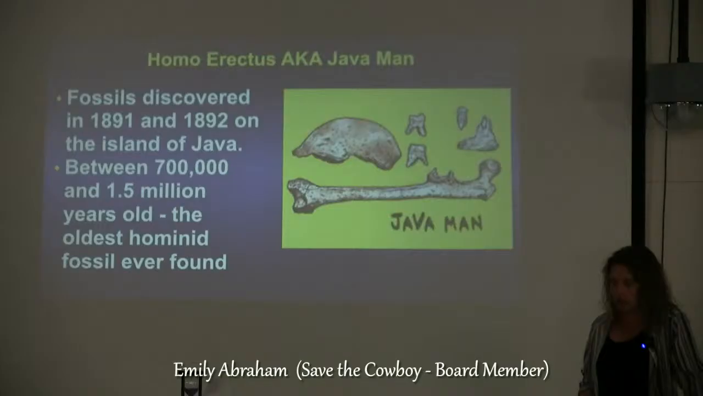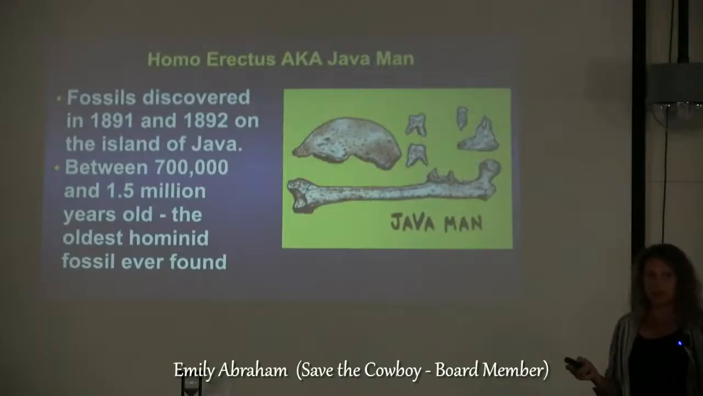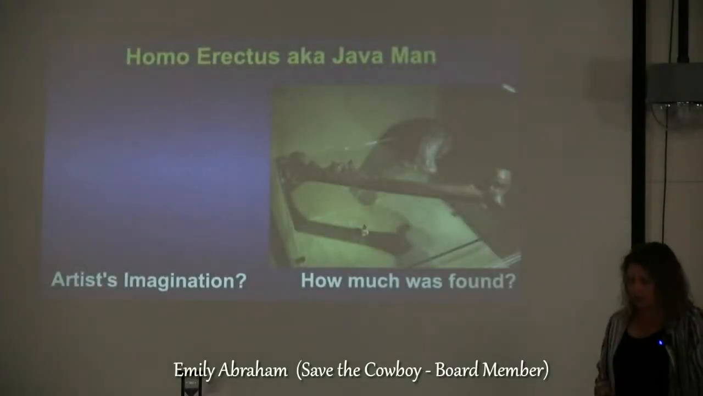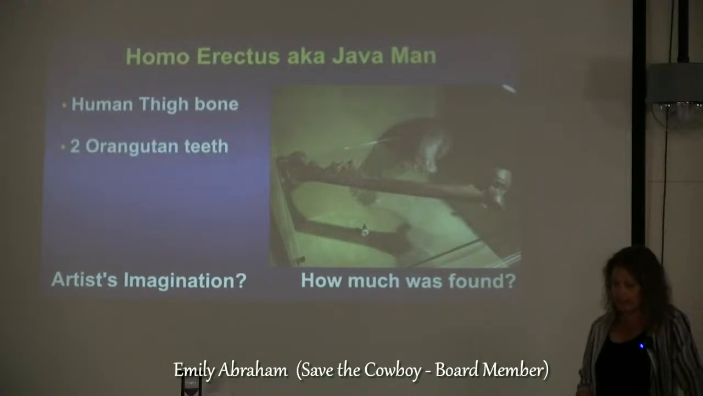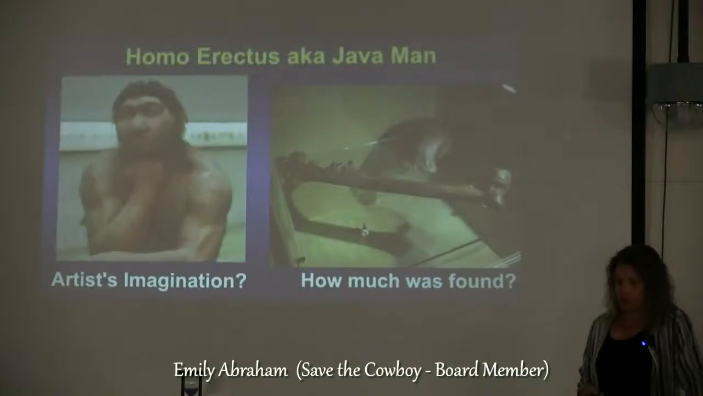Okay, Homo erectus, called Java Man because that's where they found him, on the island of Java. He's the oldest hominid in that series of evolution that they've ever found. Okay, great, we found another missing link that's closer to us. Let's take a look at these bones. That's how much was found. It was a human thigh bone, 2 orangutan teeth, a human tooth, and a gibbon skull, which is a kind of monkey. And there he is, from those bones. Right next to those bones in textbooks, convincing children that this is human evolution.